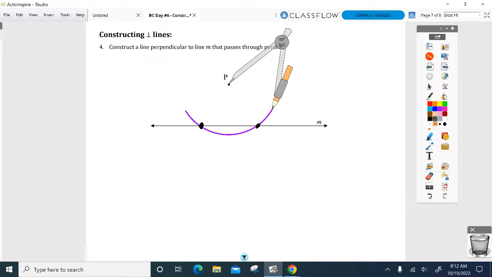After you make that first arc, it's not needed, but I prefer that you open up your compass a little wider, just slightly wider. Put your compass point on one of those points of intersection. And then you can make an arc below the line or above. I prefer not both, but make an arc either below or above the line. It's up to you, your call. So I'm going to make mine below.